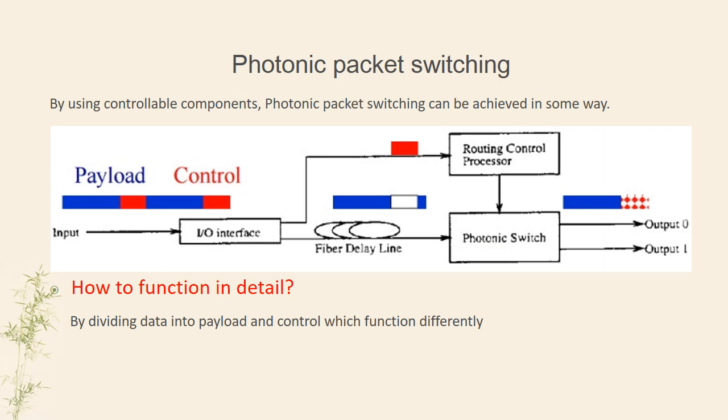Finally, let's briefly talk about photonic packet switching. In optical packet switching, the data is divided into two parts: payload and control. Payload travels over a light path from source to destination, while control information, on the other hand, incurs optical electronic conversion. The details are shown in the picture.